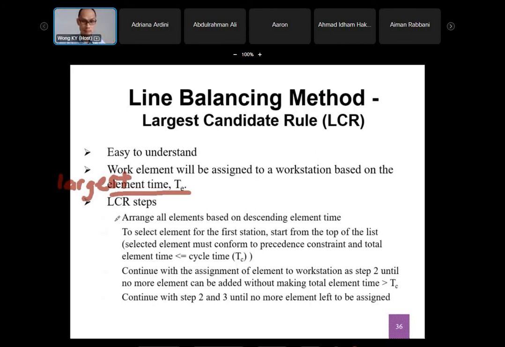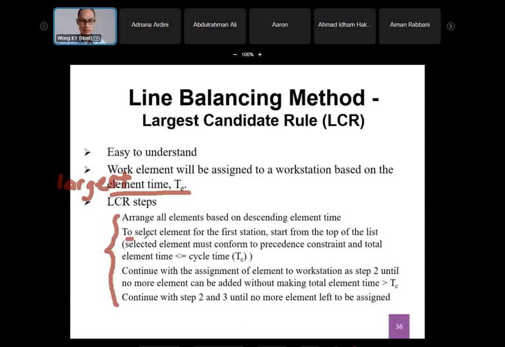So these are the steps that you have to follow. As I said, it's a heuristic, so you follow these steps. The first thing you do is arrange all the work elements based on descending element time. Each work element has its time, as I said just now. So the first step is you arrange the work elements in descending time order. It means the work element with the highest time will be at the top, and the work element with the shortest time will be at the bottom. Right, so that's the first step.